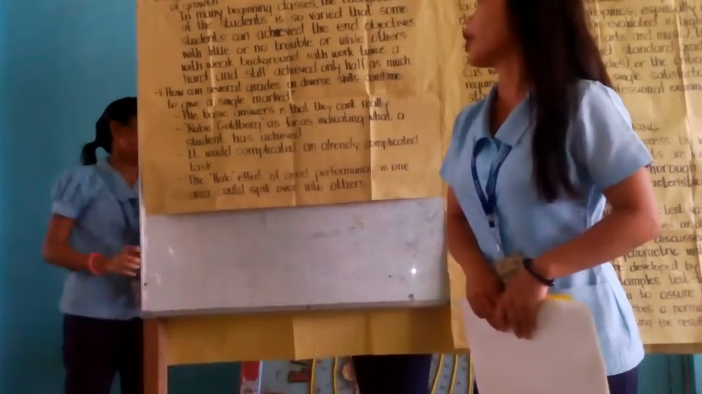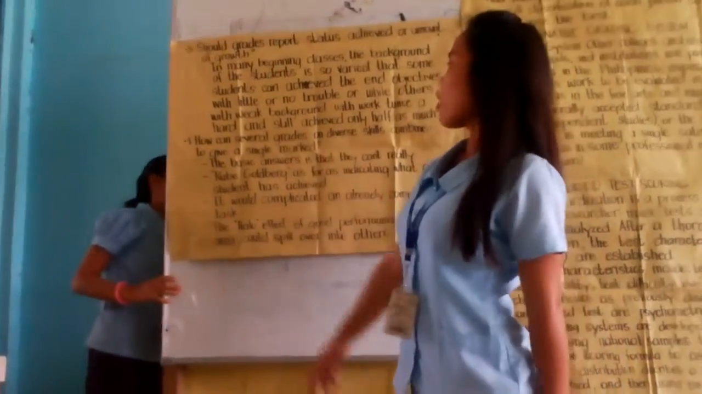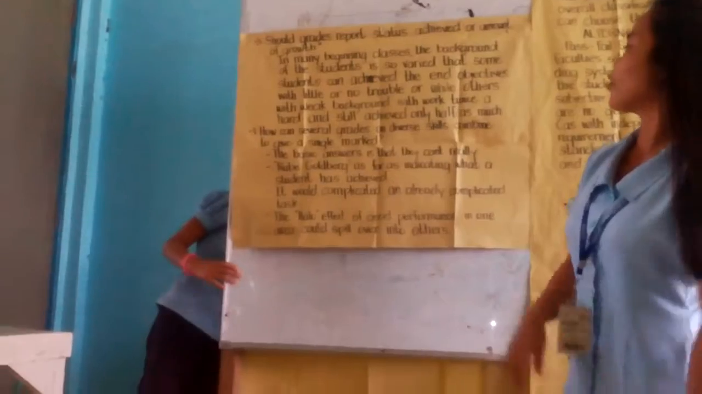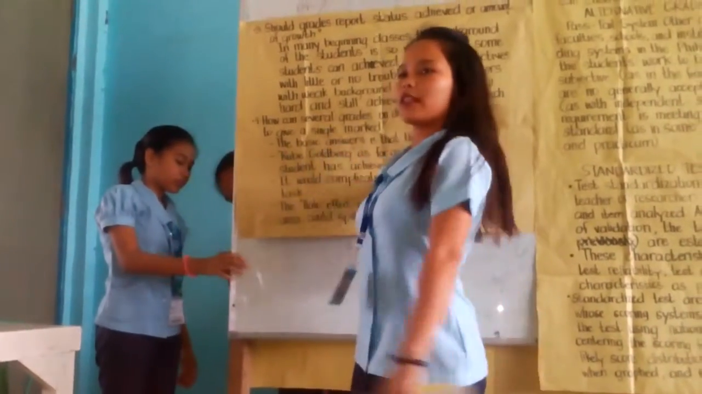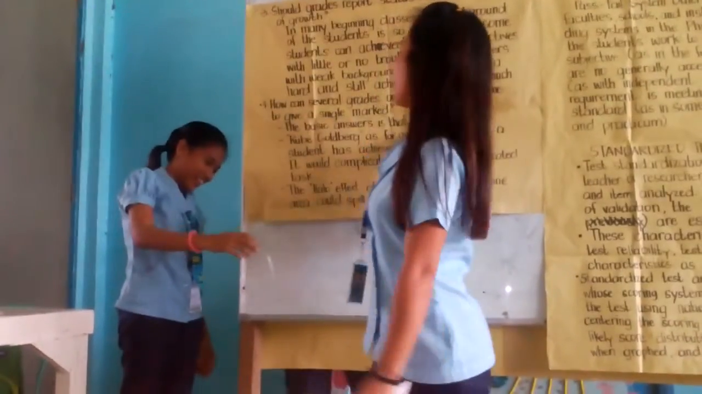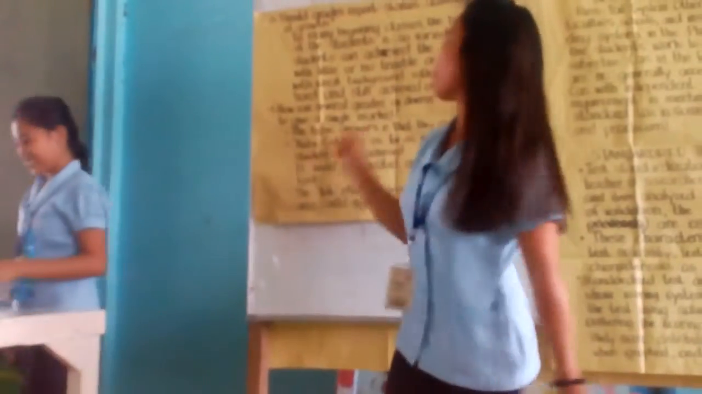Then number 4, how can several grades or diverse skills combine to give a single mark? So guys, I will just share what I understood: how can several grades and diverse skills combine to give a single mark? In this question, there are different multiple intelligences of a student.